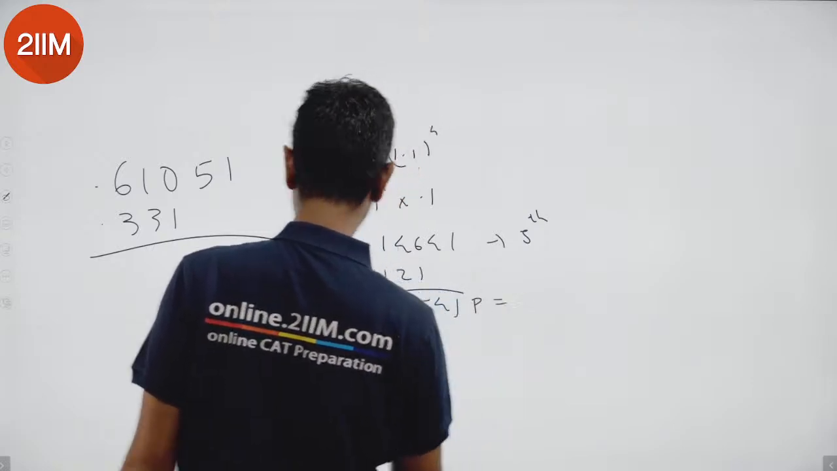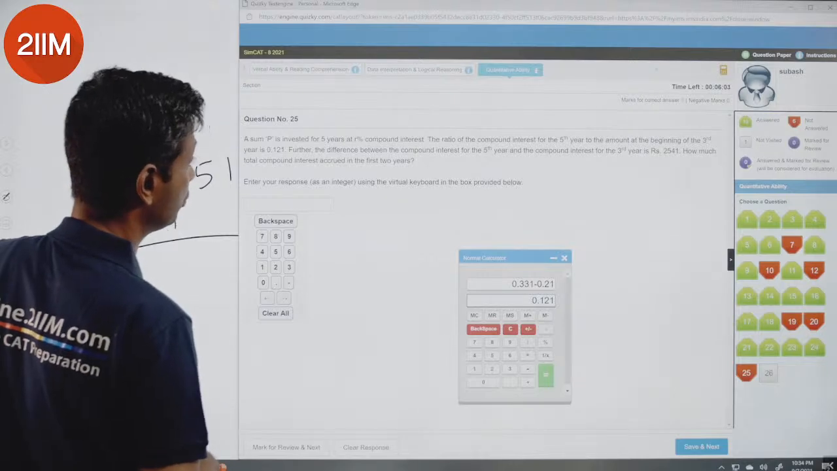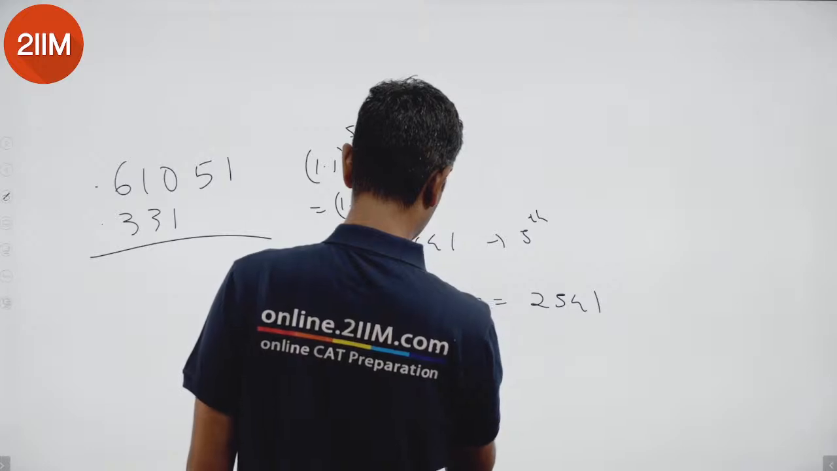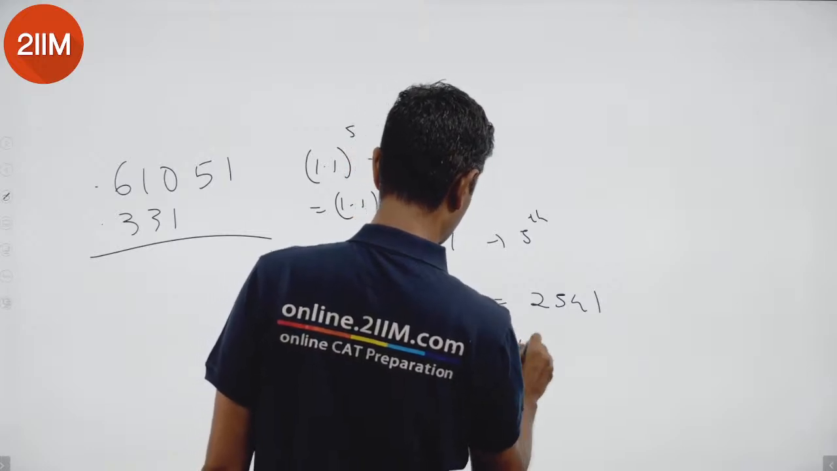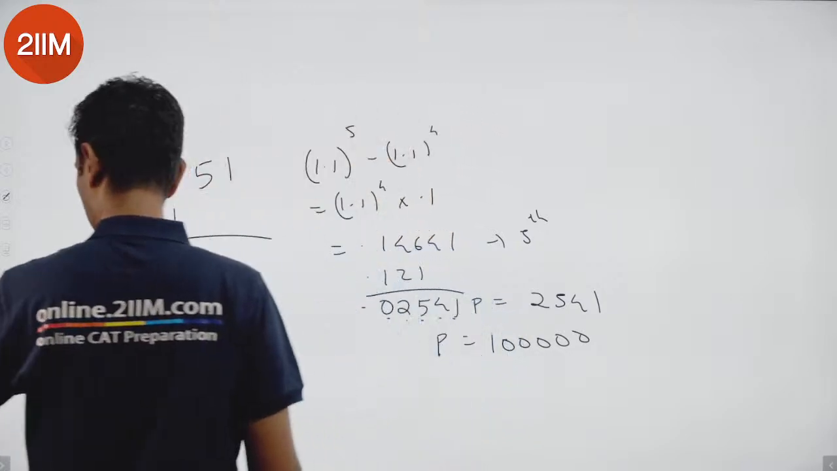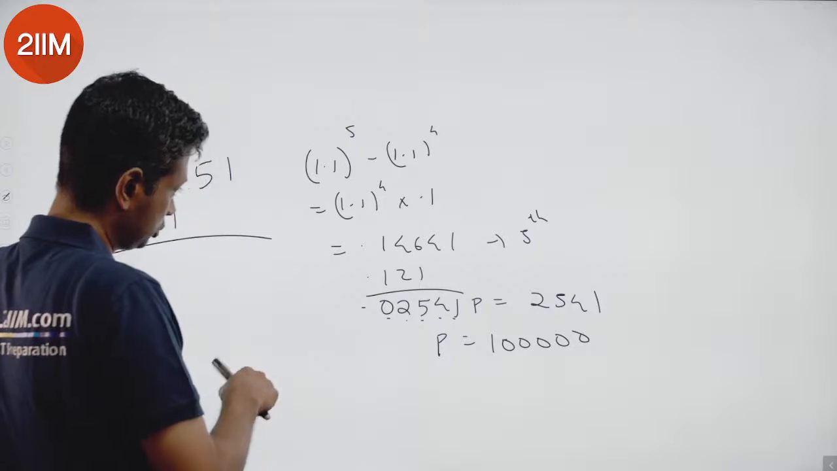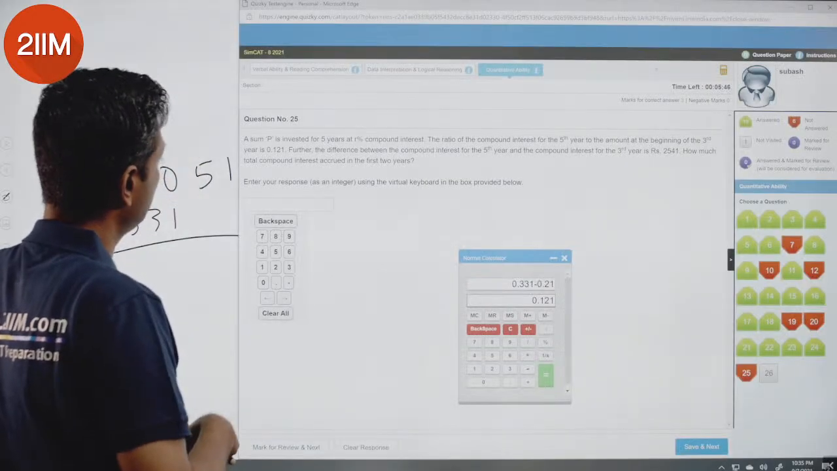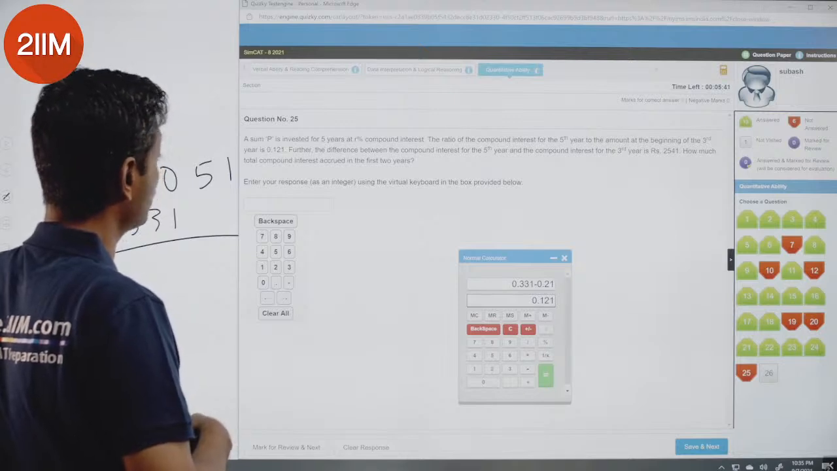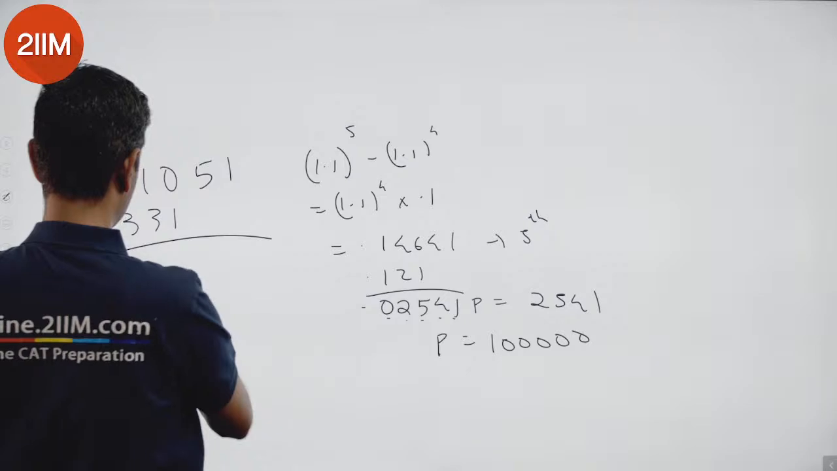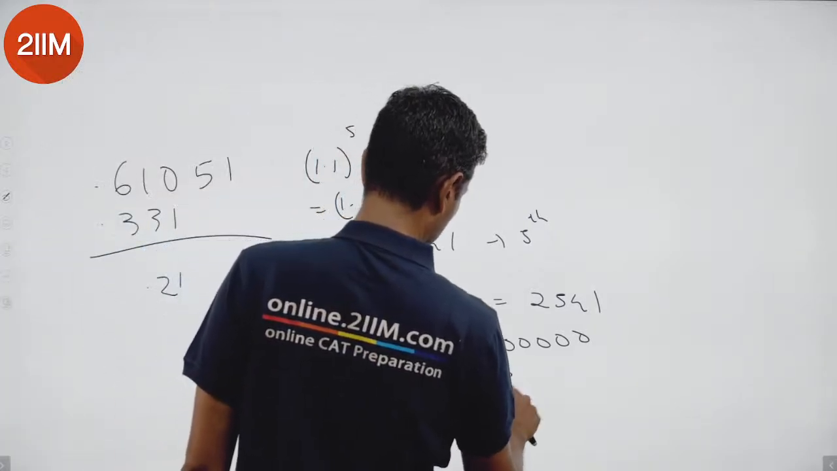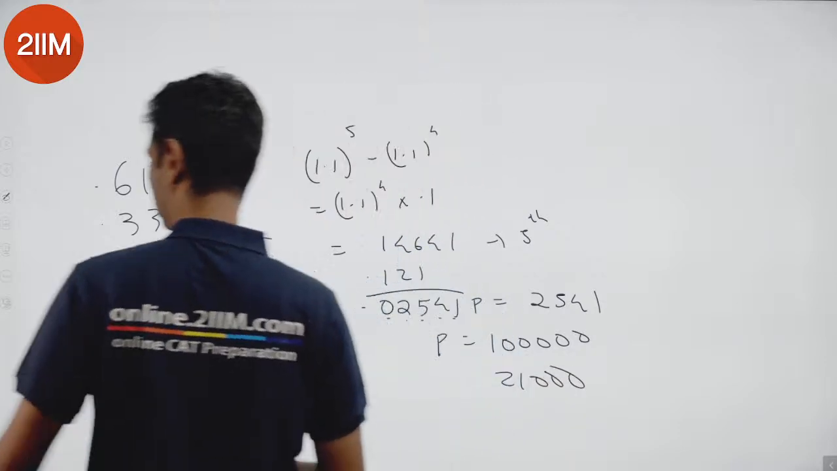0.02541 times principal is 2541. So principal is 1 followed by 1, 2, 3, 4, 5 zeros. 0.2, 25, 24. Lovely. How much total compound interest accrued in the first 2 years? First 2 years is 0.21 times this, or 21,000. I hope it is right.